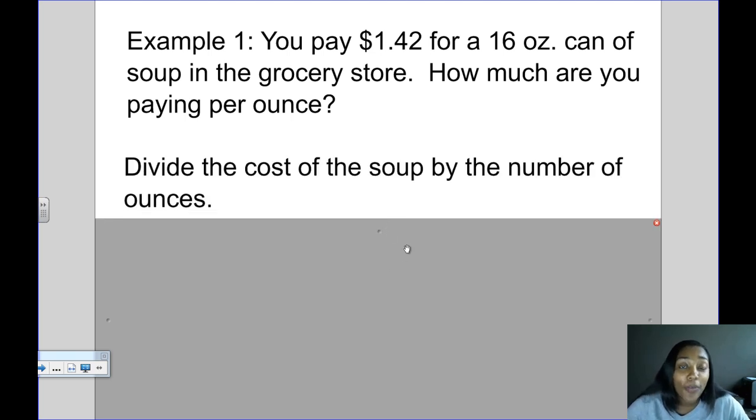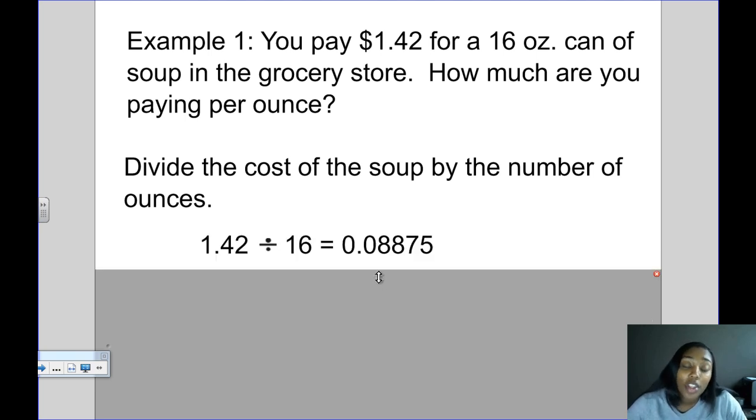In order to find the unit rate, because the unit rate would be how much you're paying for just 1 ounce, we want to know how much we're paying for 1 ounce, so we're going to have to divide the cost of the soup by the number of ounces. We know that the soup is $1.42, and then we're going to divide that by the number of ounces that are in the can, which means that we're going to get this as our answer.